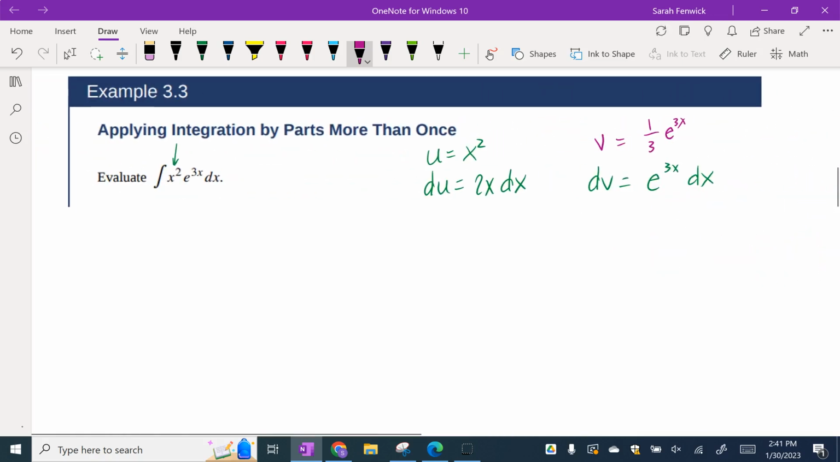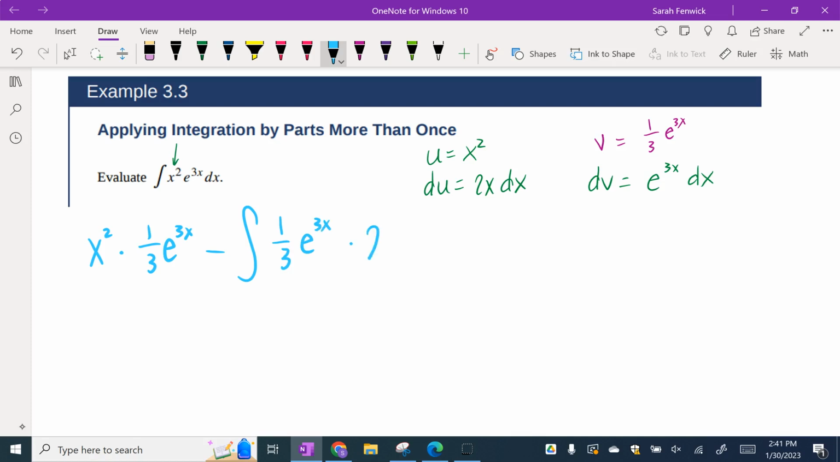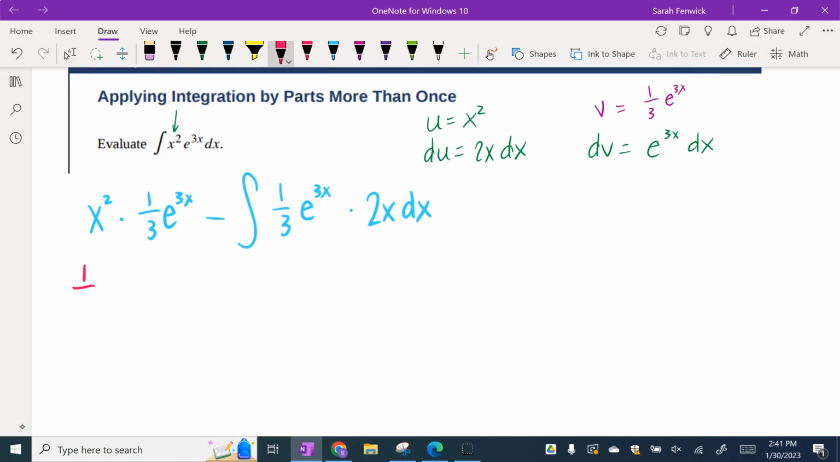Okay? Now, our problem. uv minus integral of v du. So, 1/3 x squared e to the 3x. That's the order I write it in simply because it's the way I prefer it. I'm going to take out my 2 and my 1/3. So 2/3 integral x e to the 3x dx.